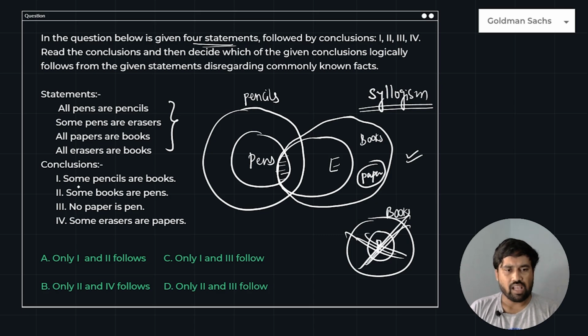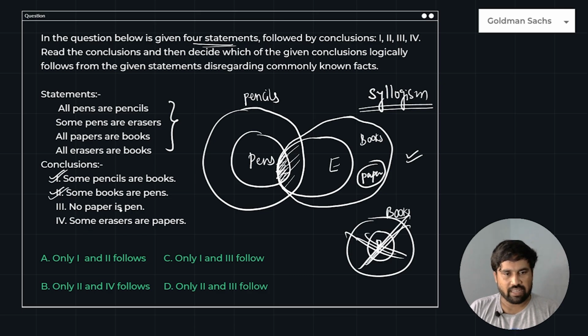Just look at here. Some pencils are books. What is the relation between pencils and books? The pencil set and book set got intersected. So if they got intersected, some relation is always true. Next, some books are pens. See guys, the subset eraser has a some relationship with pens, then obviously the superset books also will have a relationship. So due to erasers, books are intersected with pens. So some pens are books is also correct.